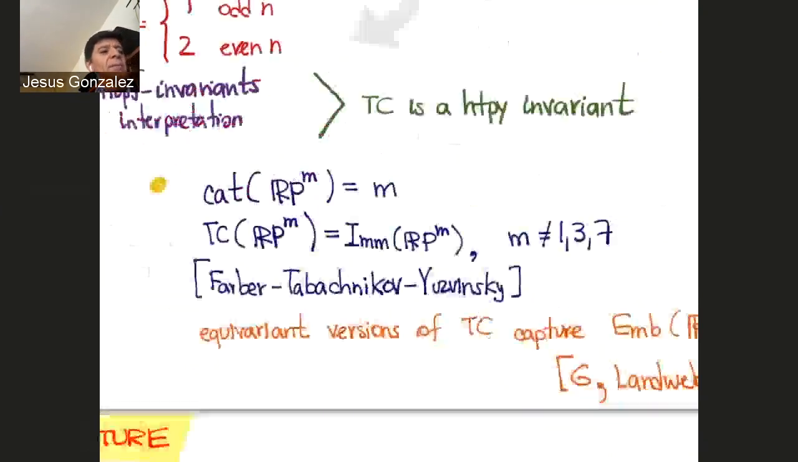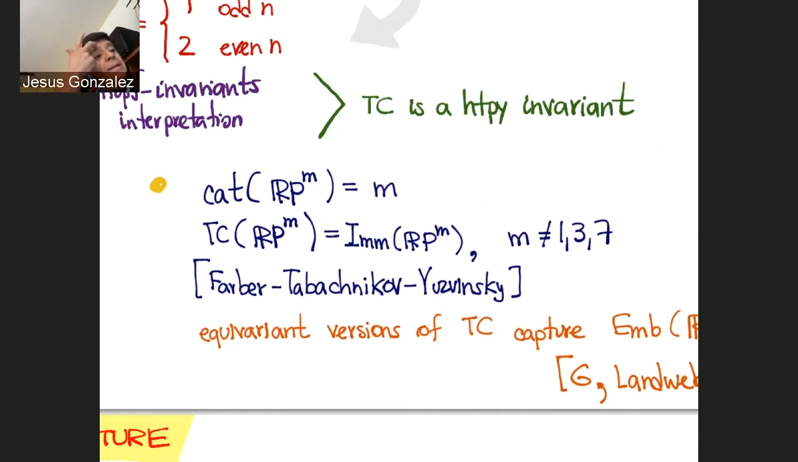But one of my favorite examples, also a result of Farber, Tabachnikov and Yuzvinsky, is that whereas the category of real projective space of dimension m is easy to compute and realize that it is m, the topological complexity of this space is a much more interesting number that has actually got the attention of algebraic topologists from the 1960s. Namely, the topological complexity of RPm is nothing but the minimal dimension of Euclidean spaces where these manifolds, RPm, admit an immersion, a smooth immersion, except for three special cases.